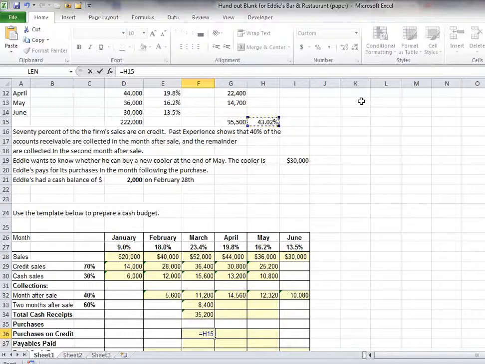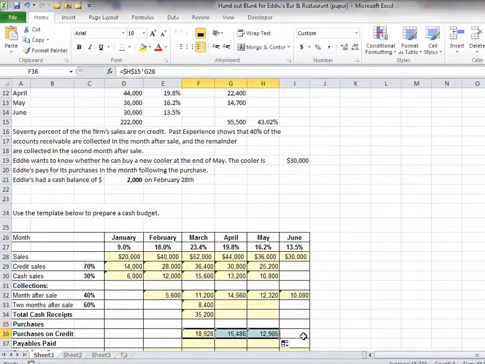Okay, so 43% of his purchases, or excuse me, 43% of his sales in April are going to be purchased in March. So if we take his sales times what's going on in April. Okay, and now I'm going to hard reference CH15. Okay, so I'm purchasing on credit my goodies for the month of April because I'm going to sell them in April. Okay, I can do that all the way across.